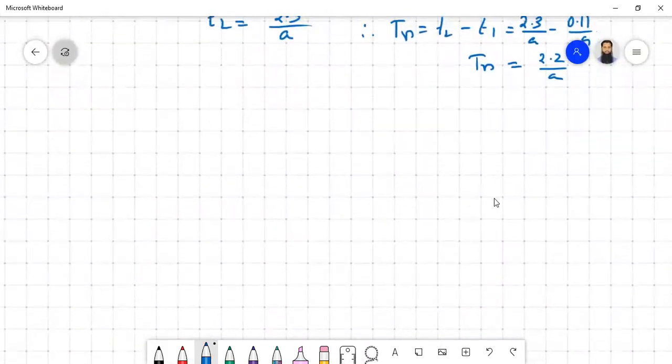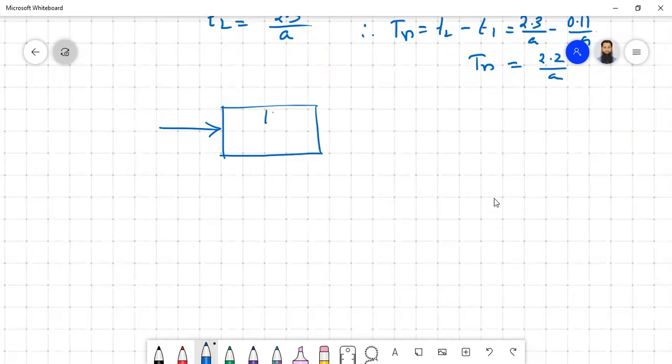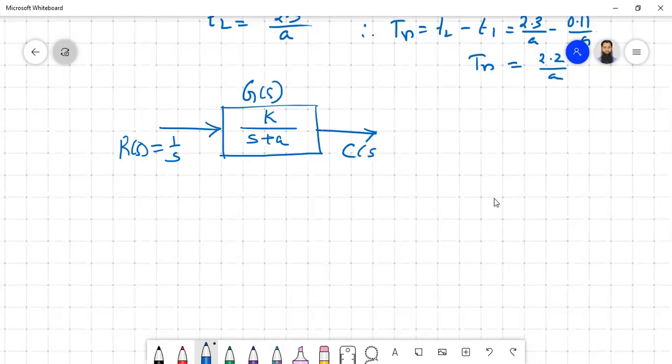Okay, so let us take another generalized transfer function. It is not always that it will be A divided by S plus A. It can be some other value, K divided by S plus A. So the pole location remains the same, only the value at the numerator is changed. So this is another generalized scenario. We are saying that R(S) is still the step response input, and this is your G(S), and this is your C(S).